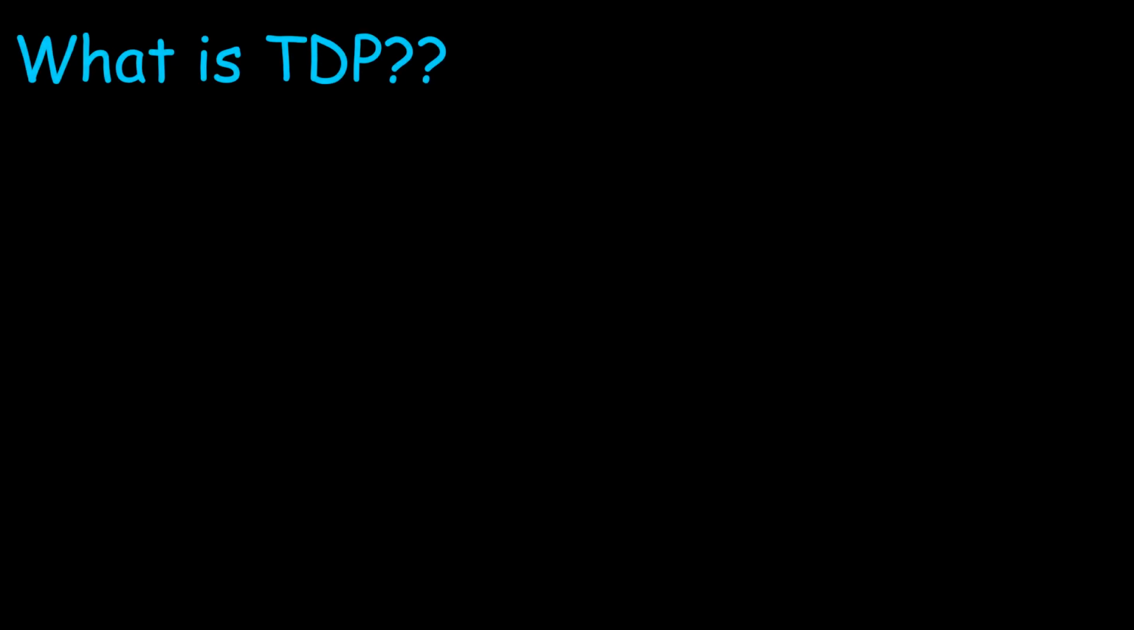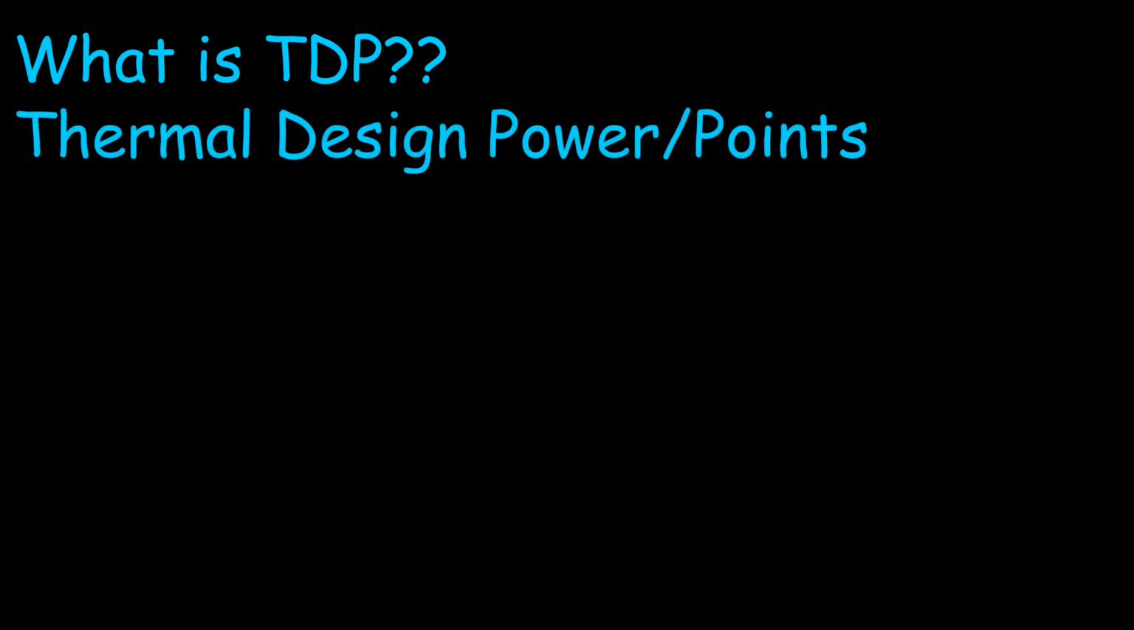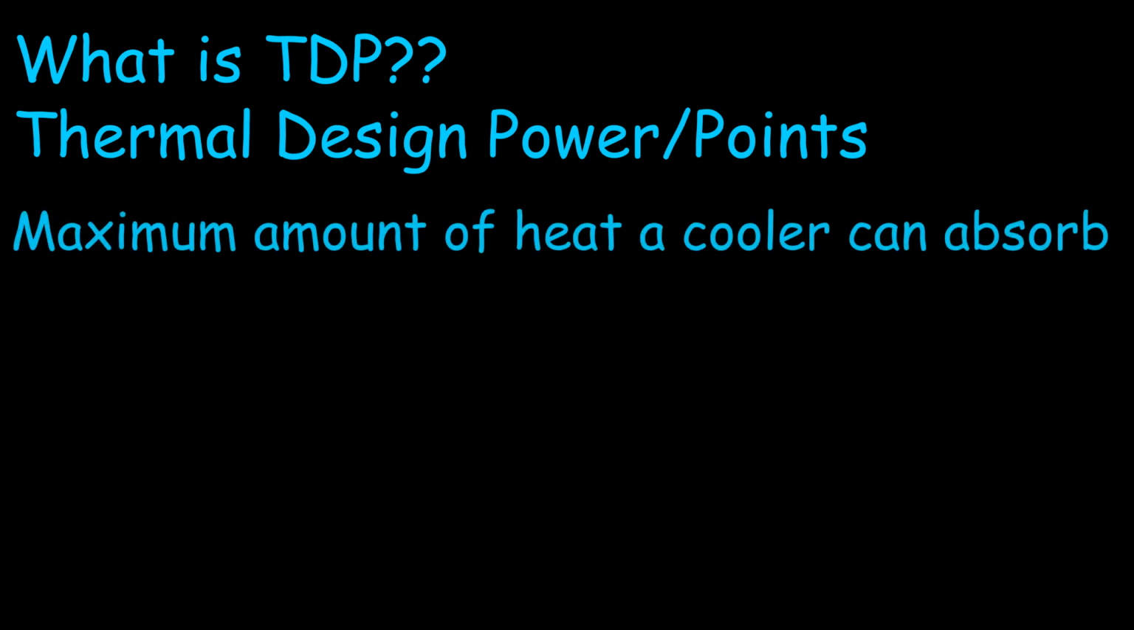Now, in order to understand how CPU coolers work, we need to understand something called TDP. So, what is TDP? Well, TDP stands for thermal design power, and basically it's the maximum amount of heat, I guess you could say, that something can absorb.